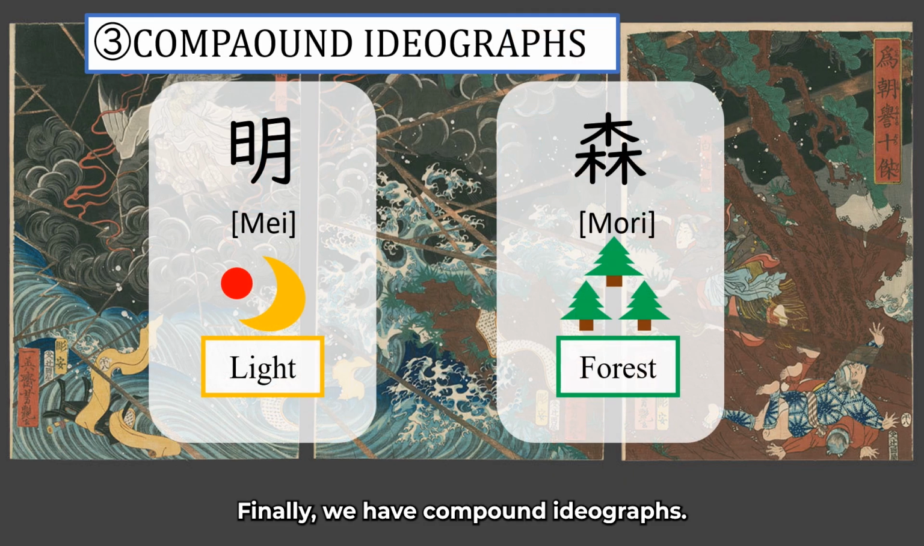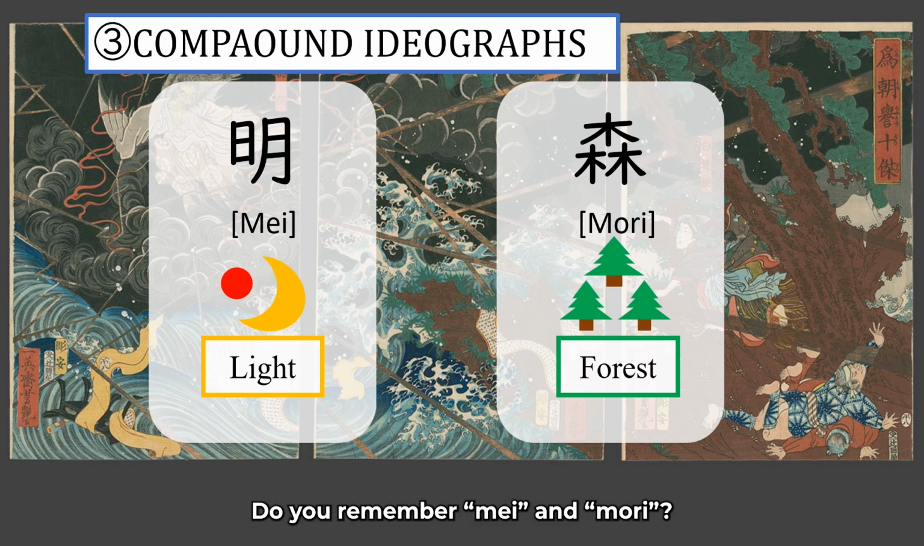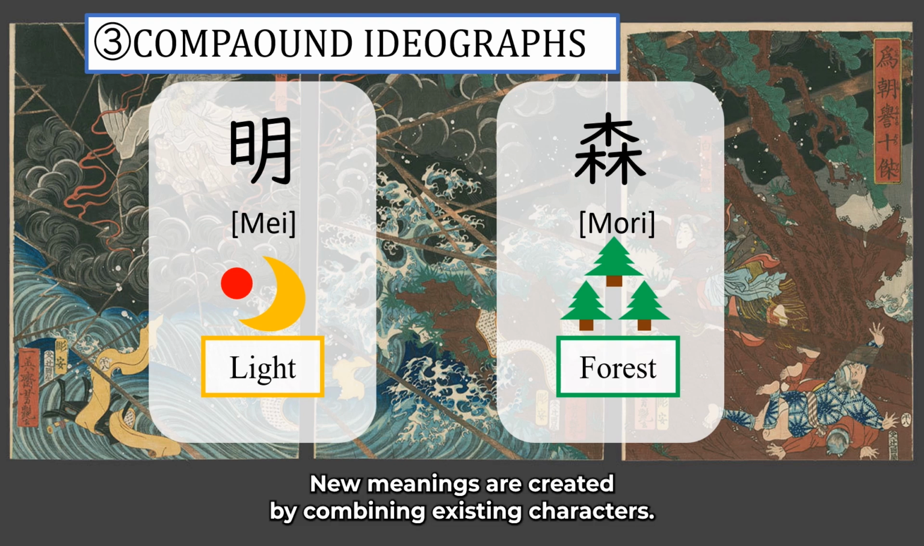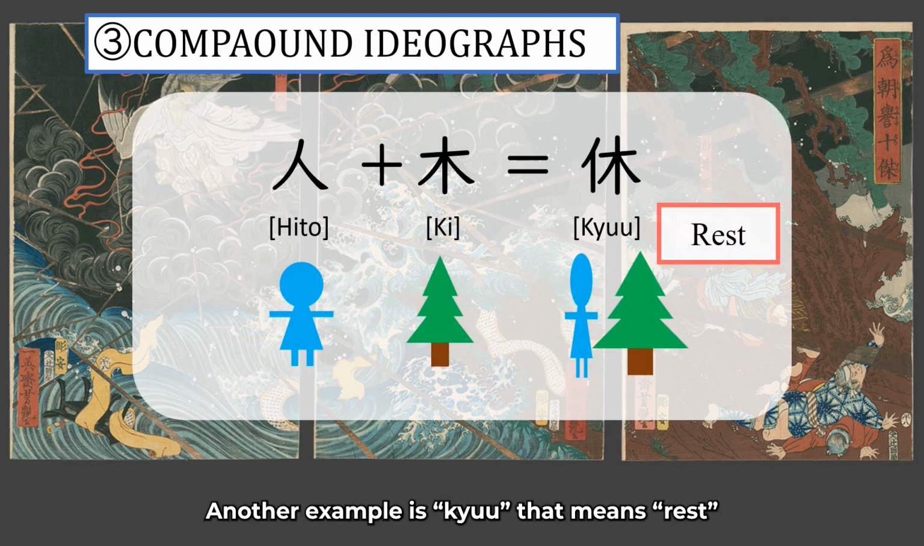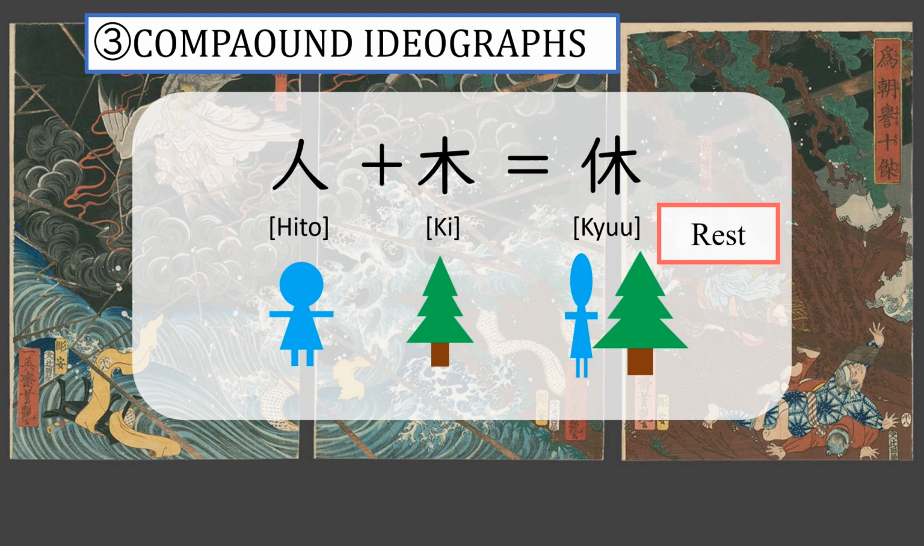Finally, we have compound ideographs. These combine pictographs and simple ideographs to create new meanings. Do you remember mei and mori? These are examples of compound ideographs. New meanings are created by combining existing characters. Another example is kyu, that means rest, made from hito leaning against ki, symbolizing someone resting under a tree.